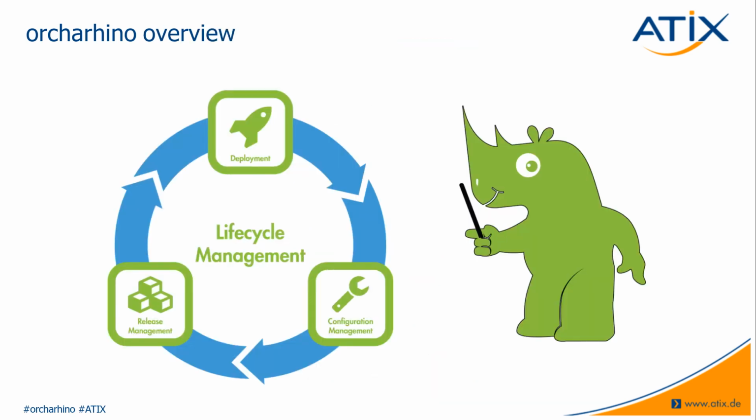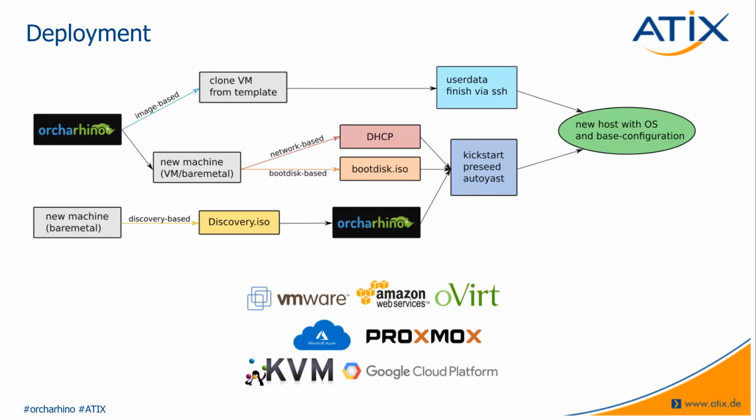So, what is the idea of Arduino? The idea of Arduino is to map the life cycle of a server. We start with deploying the server, running configuration management, and in the end, also doing release management for the server. So the first step in the life of a server is the deployment.